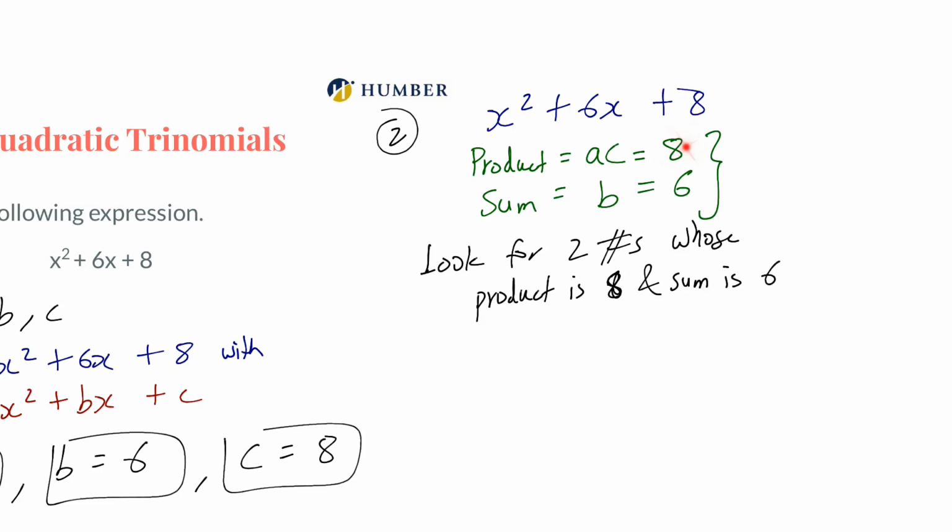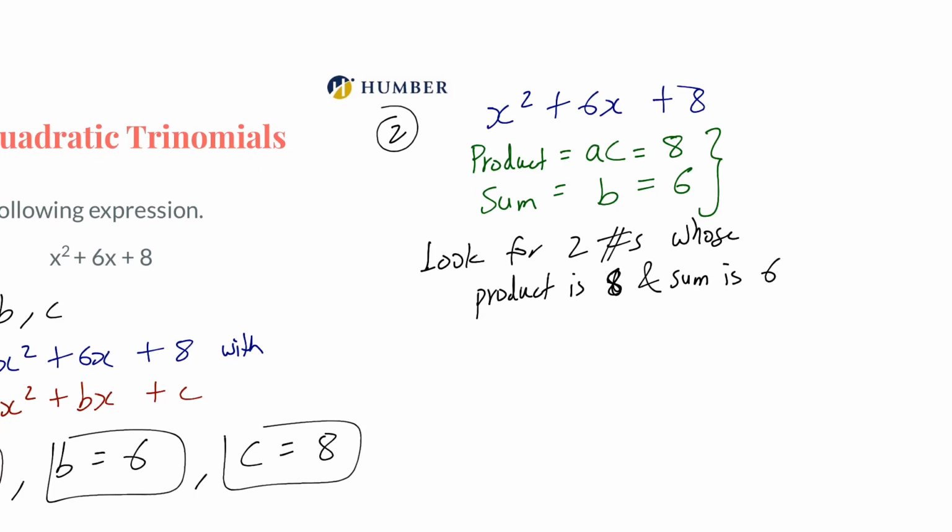So if your product is positive, what does that tell you about the two numbers you're looking for? They're either both positive or they're both negative. But in this case, because the sum is also positive, can those two numbers be negative? No, they both have to be positive. So product is 8, sum is 6. As Andre said before he left, the two numbers that work here are 4 and 2. 4 times 2 is 8. 4 plus 2 is 6. Is that part okay so far?